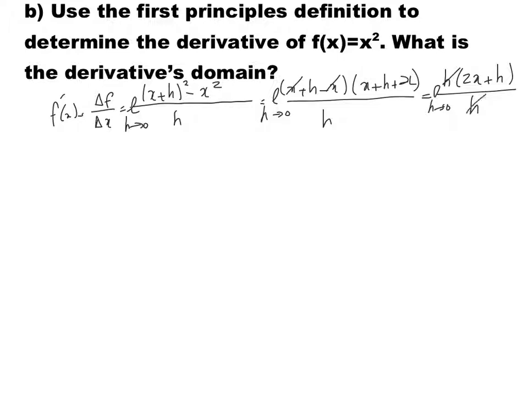Now, this h cancels out with this h, so I'm going to end up with the limit as h goes to 0 of 2x plus h. Now I can safely substitute h equal to 0, and I get 2x. So we just found that the derivative of f of x equal to x squared is equal to 2x. Now the question is, what is the derivative's domain? You can see that the derivative is a linear function, so the domain is x such that x is in R.